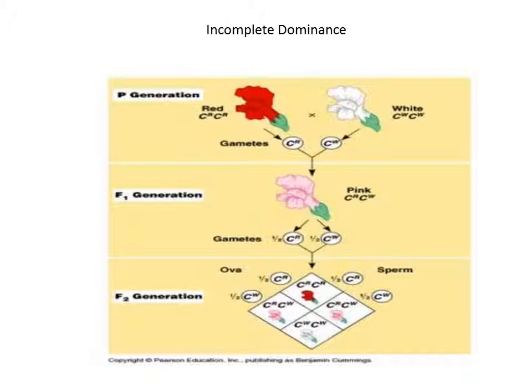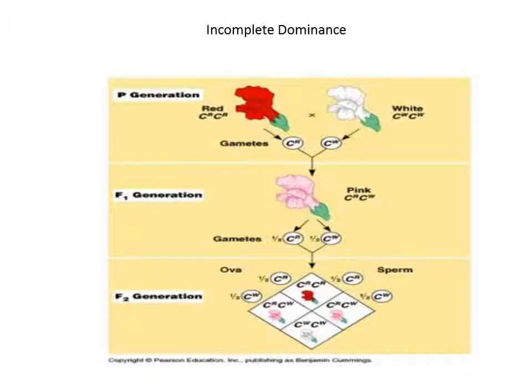Okay, incomplete dominance is easy. This is the intuitive one that we did in our backyard, right? Red plus white expresses pink. Okay? So if you have 2 copies of red, you get red. If you have 2 copies of null, you get white.